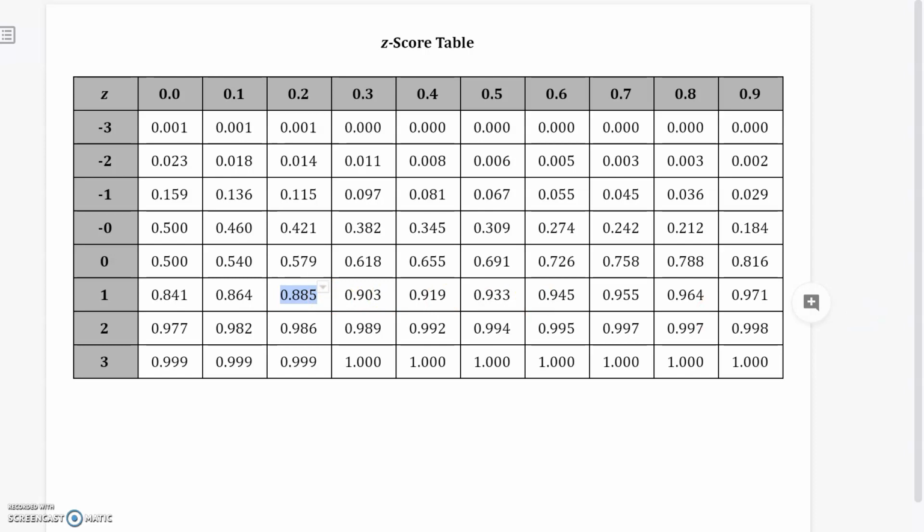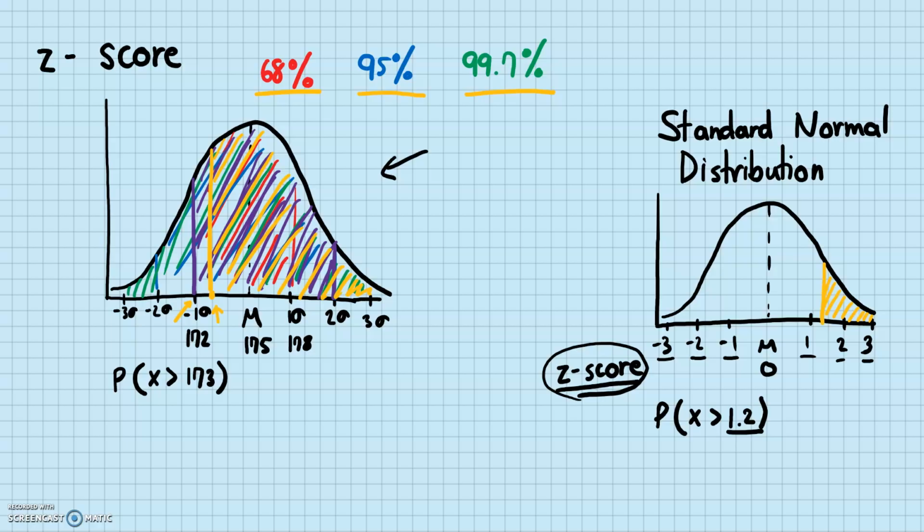And what the z-score table tells us, it says 0.885, right? So you should automatically think, oh, this is definitely not this area because this definitely has to be less than 50, right? But this is bigger than 50. So the z-score table tells us the area to the left from this z-score point. So it's actually telling us this area right here.